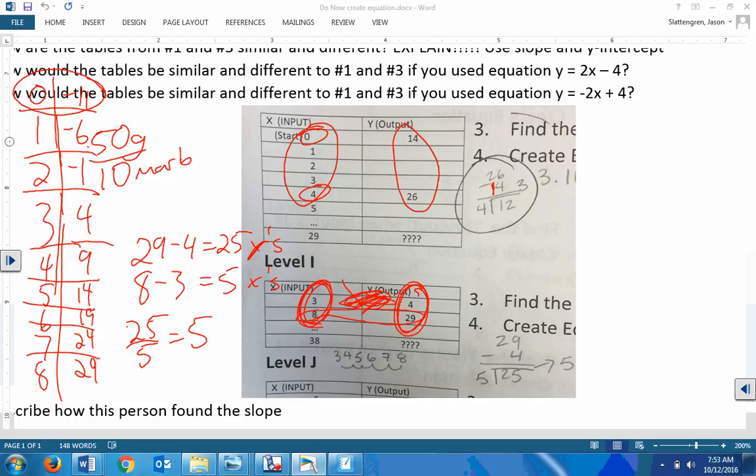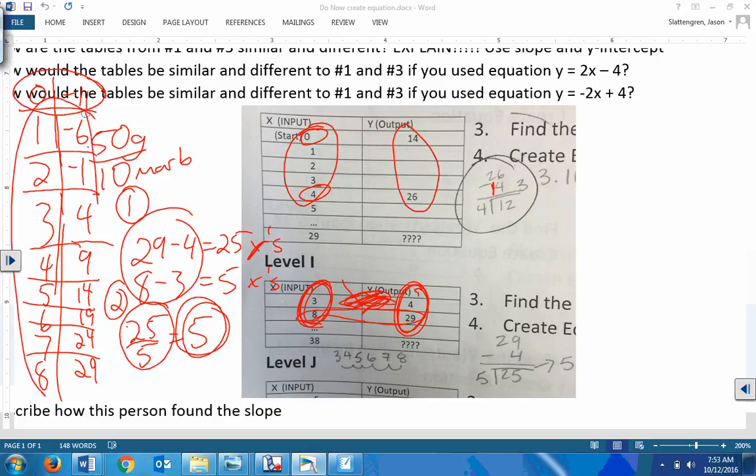So again, when you don't know what your slope is, you subtract. That's the first step, and this is in your notes. Then after you subtract, you divide. And if you have time, check to see if the slope works. In this case, sure enough, if you add by 5, the slope does work.